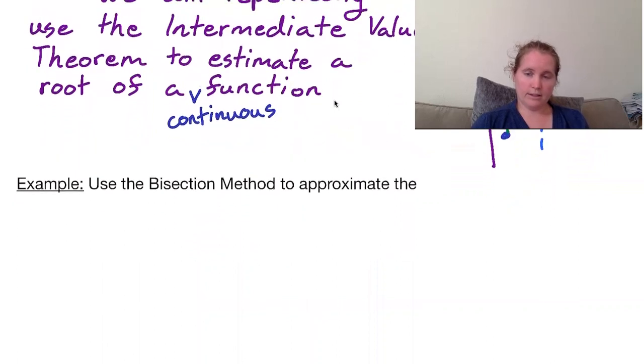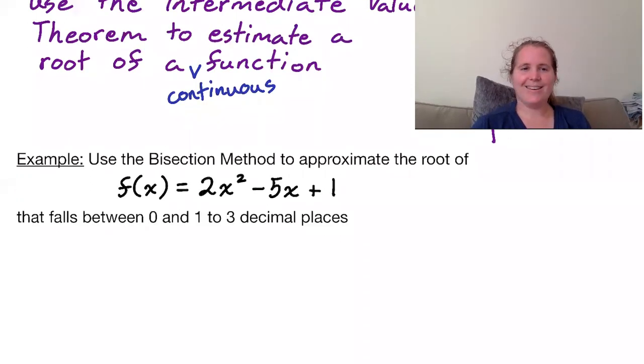It looks like I didn't actually finish this. So we're going to use the bisection method to approximate the root of f of x equals 2x squared minus 5x plus 1 that falls between 0 and 1 to 3 decimal places.